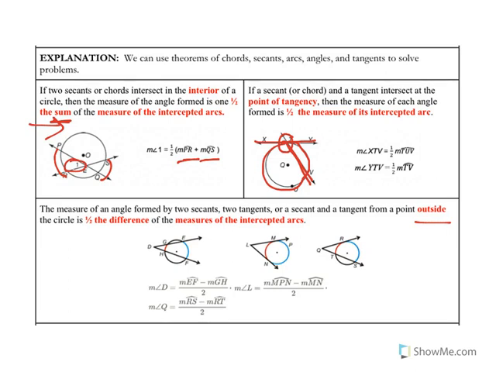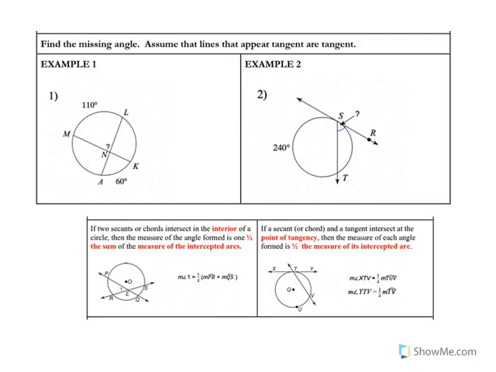So that means that it's going to be half of the difference. We're going to have this one, the blue, minus the red, and then divided by 2. The blue minus the red, divide by 2. The major arc, the minor arc, major arc minus minor arc, divided by 2. Let's look at how this plays out in problems. Example 1, find the missing angle. Assume that lines that appear tangent are tangent.